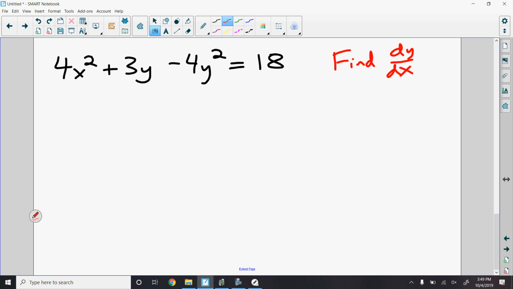Okay, so let's go through and do the derivative of each term. I'm going to start with this 4x squared. The derivative of 4x squared is 8x. I do not need a dy dx on that derivative because I'm doing the derivative of x. But the next one, the derivative of 3y, I will need to multiply by dy dx. Now the derivative of 3y is just going to be 3, but I can't forget about multiplying my dy dx. So the derivative of 3y is 3, but I need to multiply that 3 by dy dx. So it'll look like this.